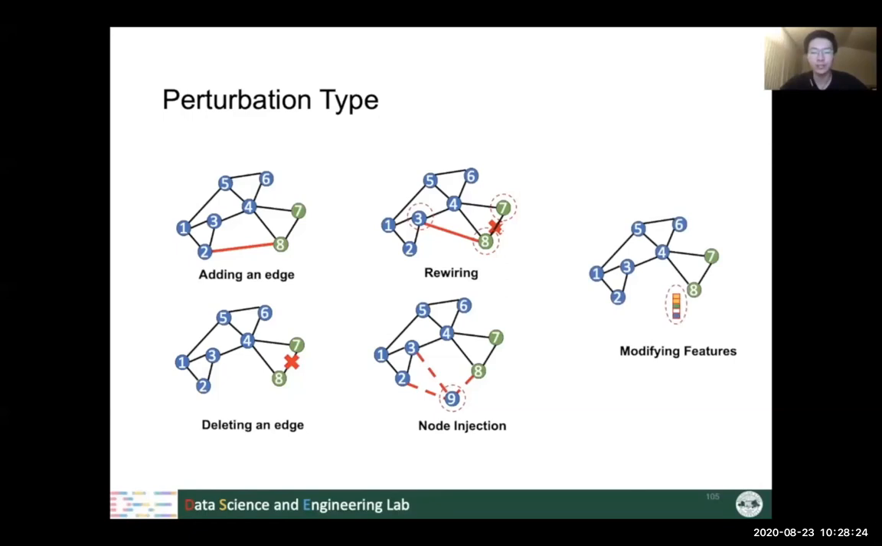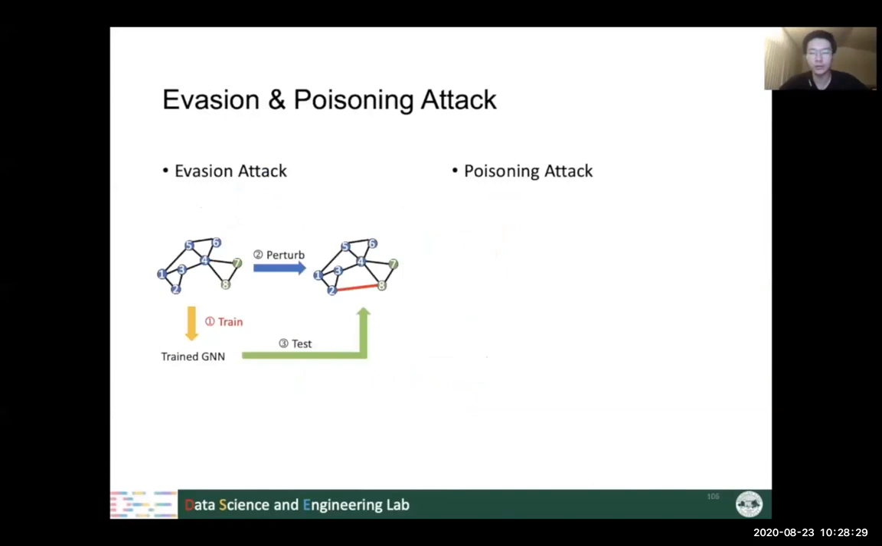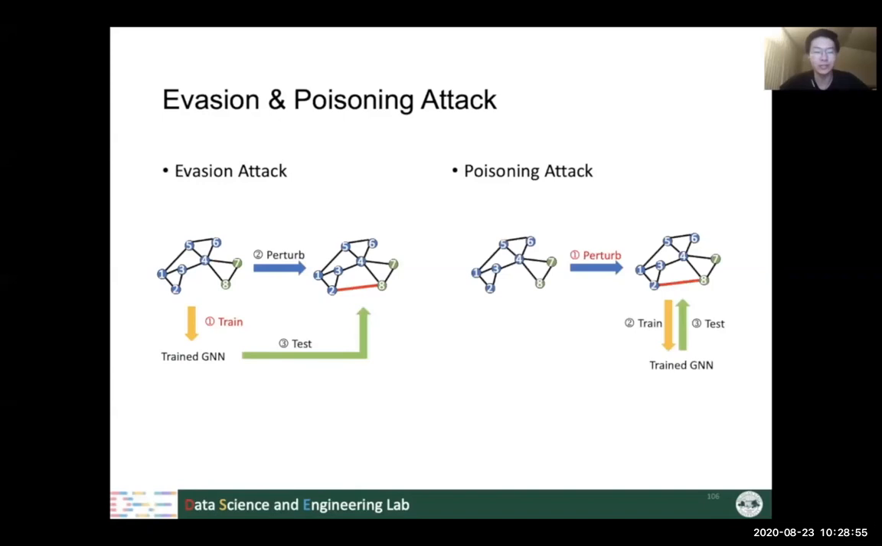Here we can also divide the graph attack into poisoning and evasion attack. For evasion attack, we are actually injecting the adversarial attack in the testing stage. So that means the attack happens after the GNN model is trained. And for the poisoning attack, it happens at the training stage where the model is trained based on the attacked graph. So this is called poisoning attack.